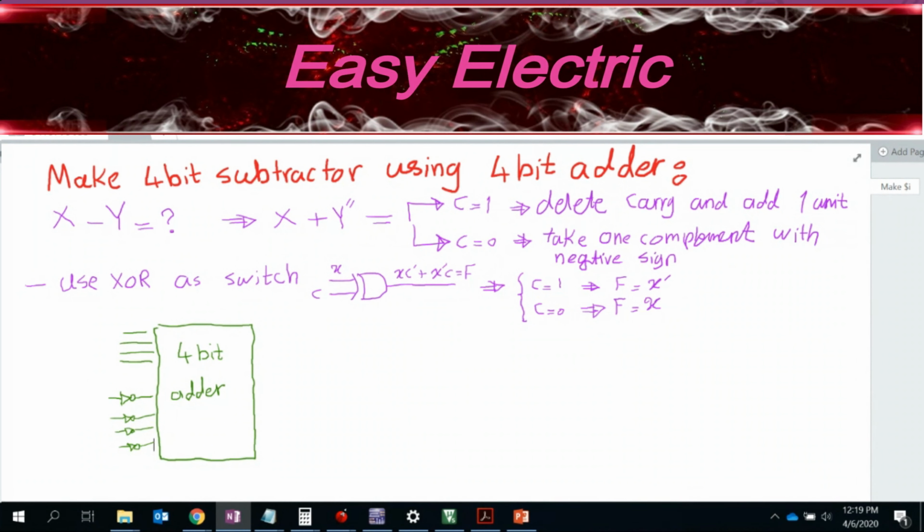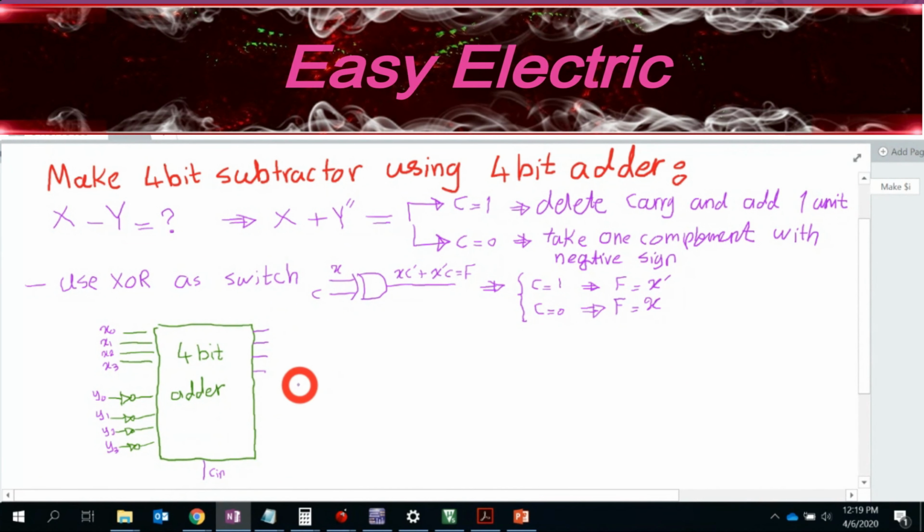So if I change the colors, I could label them. It should be x0, x1, x2, x3. Here you have the same thing, y0, y1, y2, and y3. Definitely I have one C in. For now, I have no idea what I need to do with this. I have the 4 outputs. Let's think about the outputs.